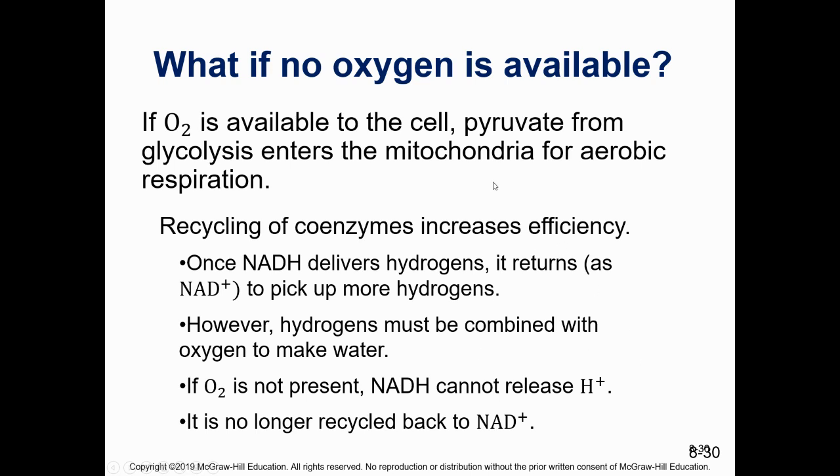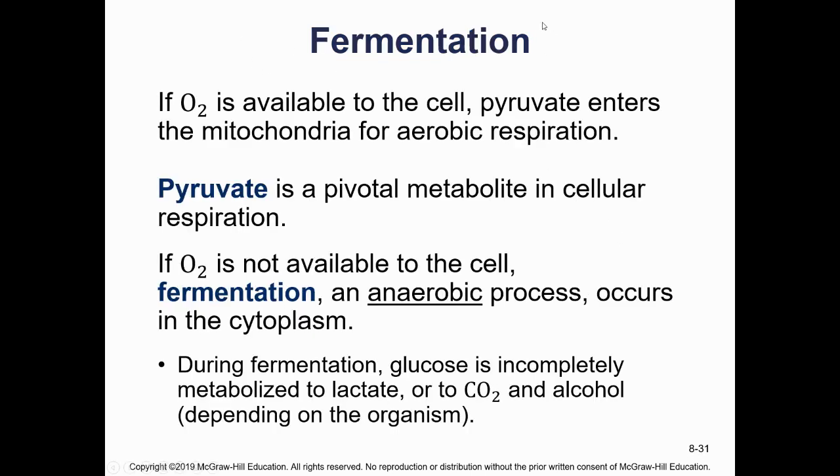So every time we break down more glucose in glycolysis, we have these hydrogens with nowhere to go. That would destroy the cell, so we have to have some way to deal with this. And so we have fermentation. Fermentation is an anaerobic process that happens when there's no oxygen available, and so we can't move into the mitochondria. Pyruvate is our pivotal metabolite.